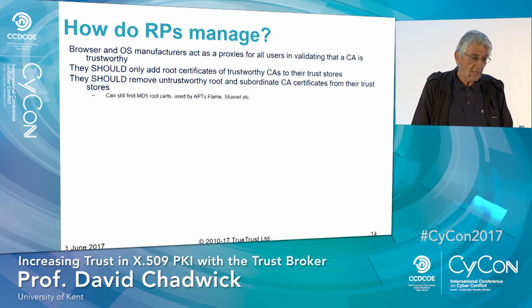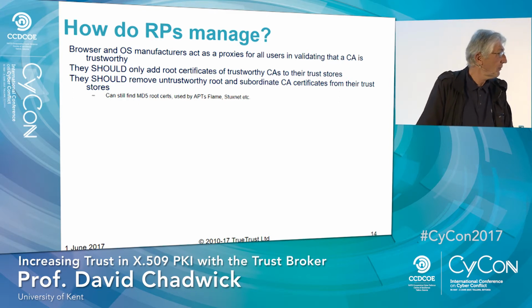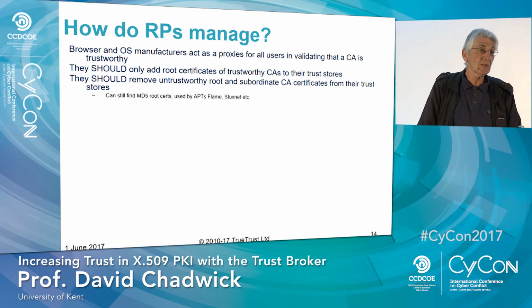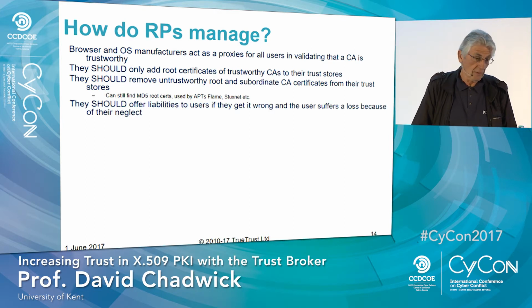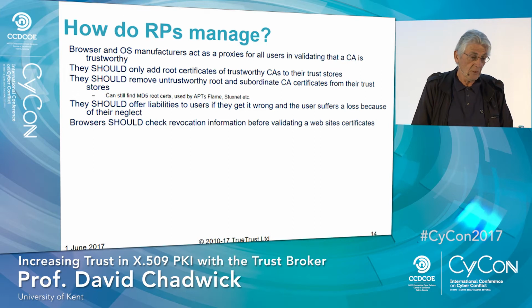But they don't. You can still find certificates in your browsers with the MD5 hashing algorithm in them. And as those of you know, MD5 is weak, and it was used by the advanced persistent threats in Stuxnet, etc. So we've got known vulnerabilities, and the browser manufacturers are still putting them there and still saying these are trustworthy, when we know they're not.